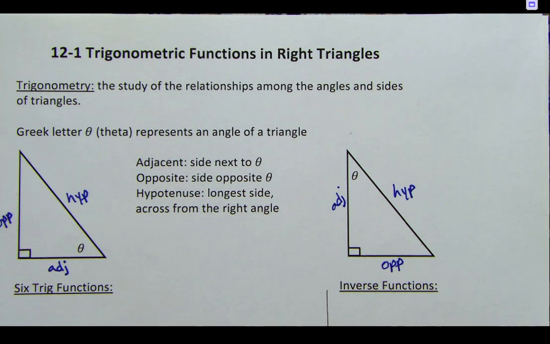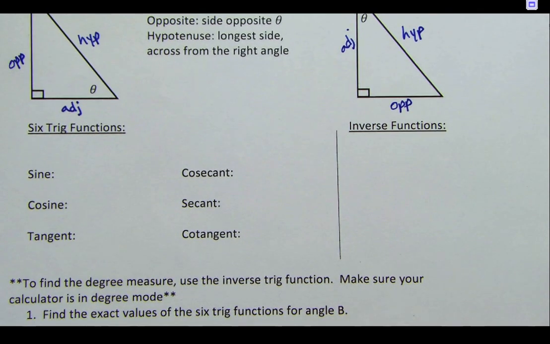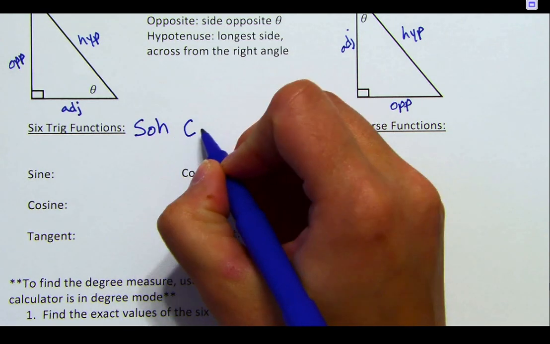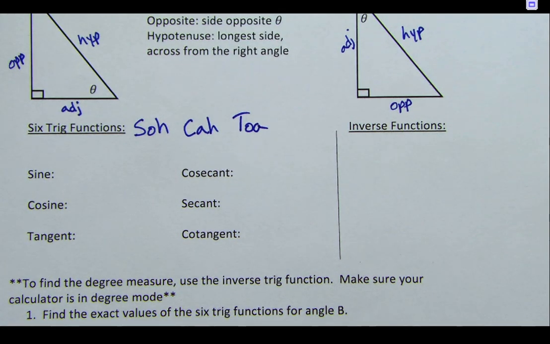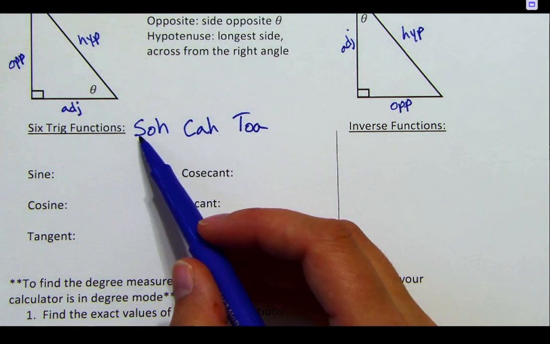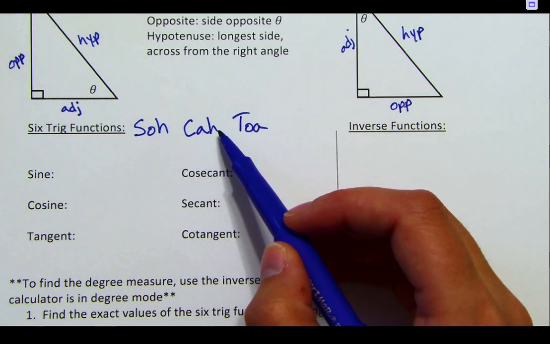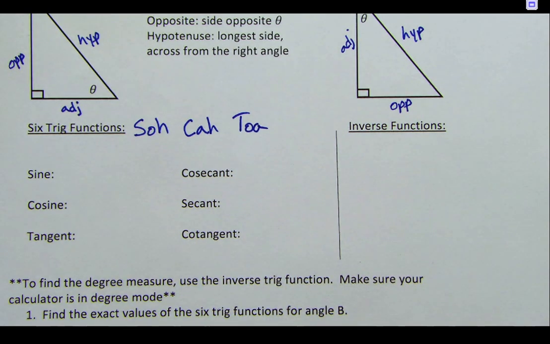So now that we know how to do that, we can start talking about our trig functions. There are 6 of them. And we should have learned sine, cosine, and tangent last year in geometry. To help us remember the ratios, we use the acronym SOH-CAH-TOA. This means sine equals opposite over hypotenuse, cosine equals adjacent over hypotenuse, and tangent equals opposite over adjacent. Okay, so those are each of the ratios.